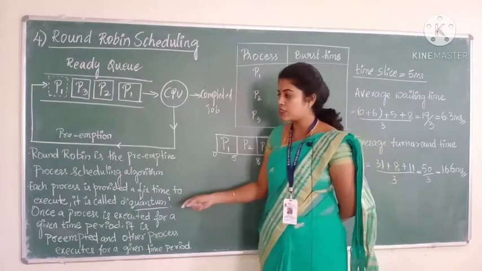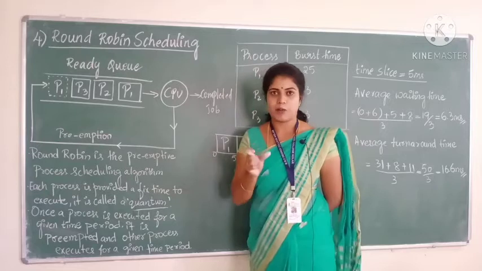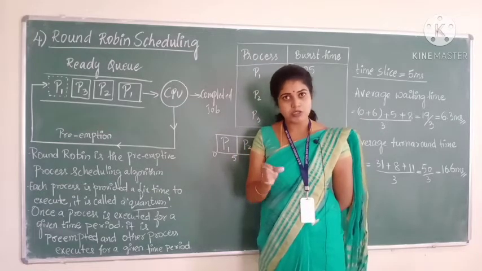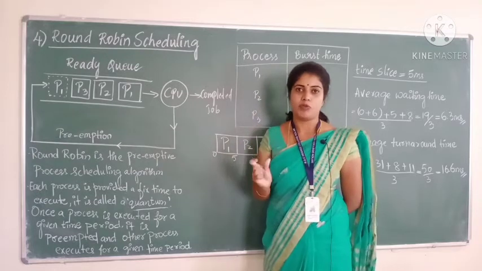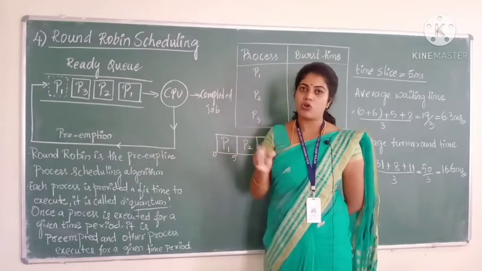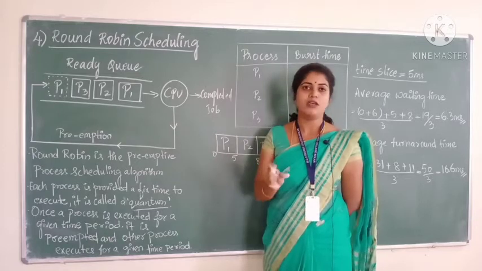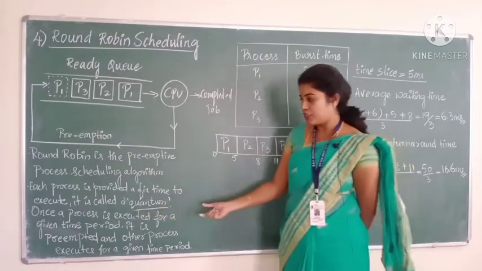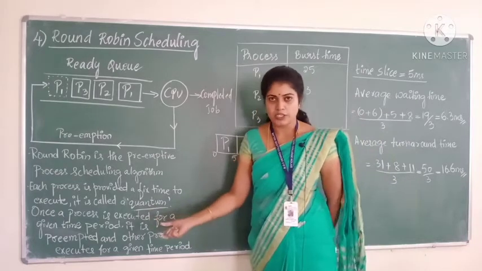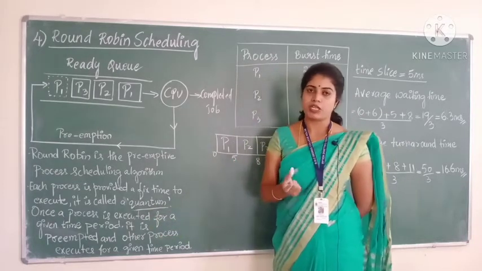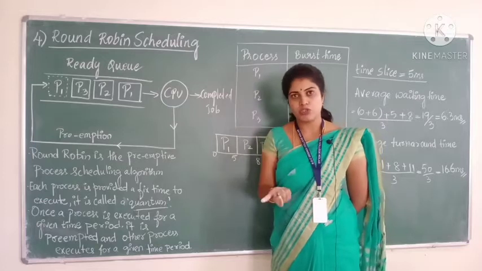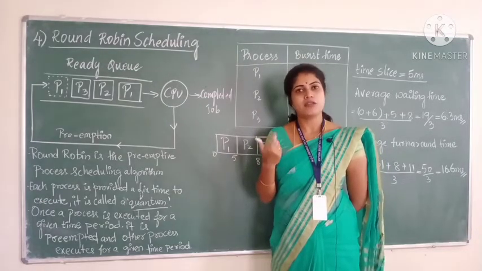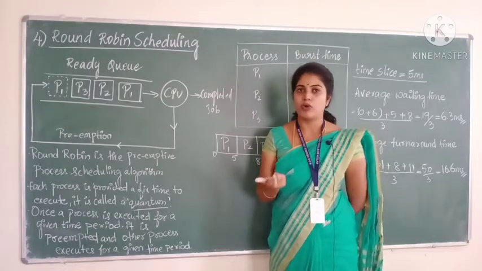Each process will come with a fixed time. That means only for that fixed time should a process use the CPU. Only for that time should a process be in the CPU for execution. Once the process is executed for the given period of time, as I told you, each process comes with a fixed time. If the process completes its execution in the given period of time, no need to worry, no problem at all.